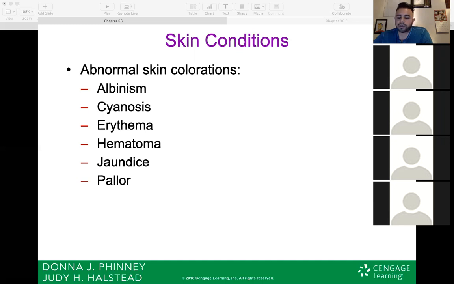It's usually when we have hepatic conditions, which means the liver is starting to malfunction. It'll create a yellowish color of the skin that's referred to as jaundice. And pallor is just when our red blood cells aren't carrying enough oxygen, and it causes our skin to become pale or white.